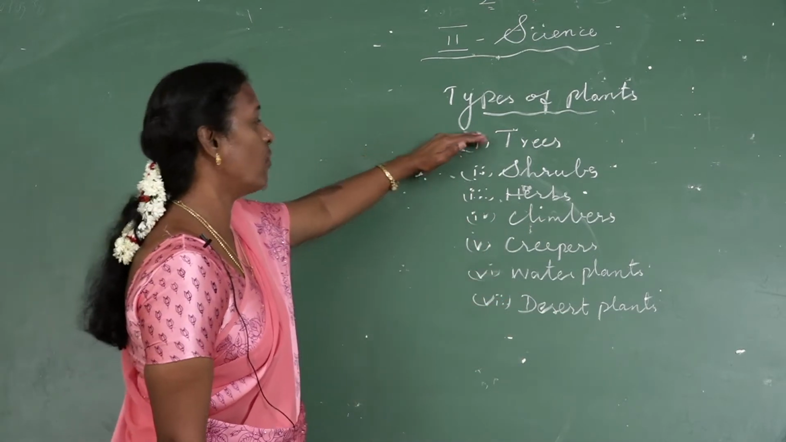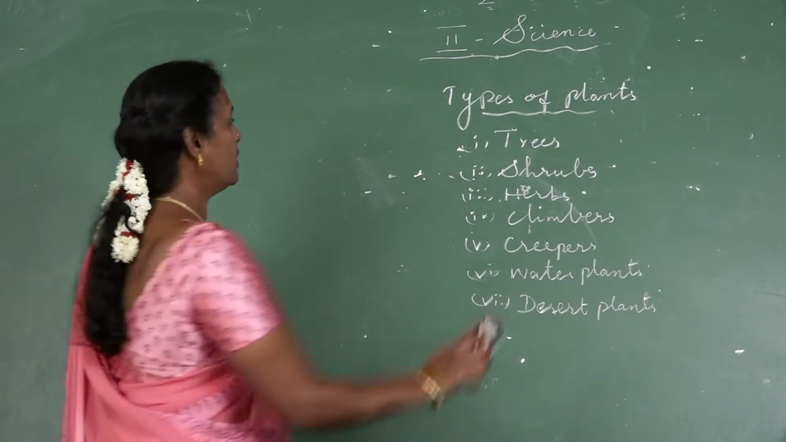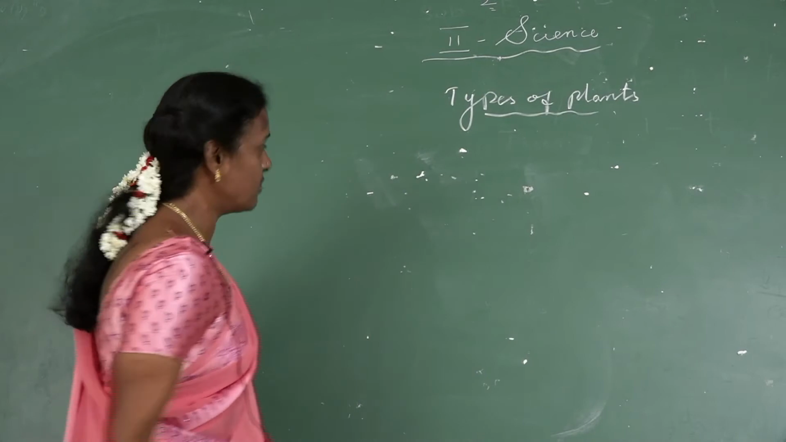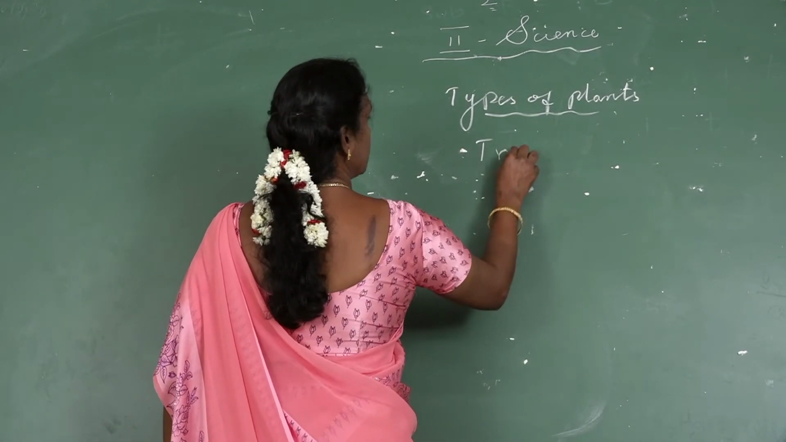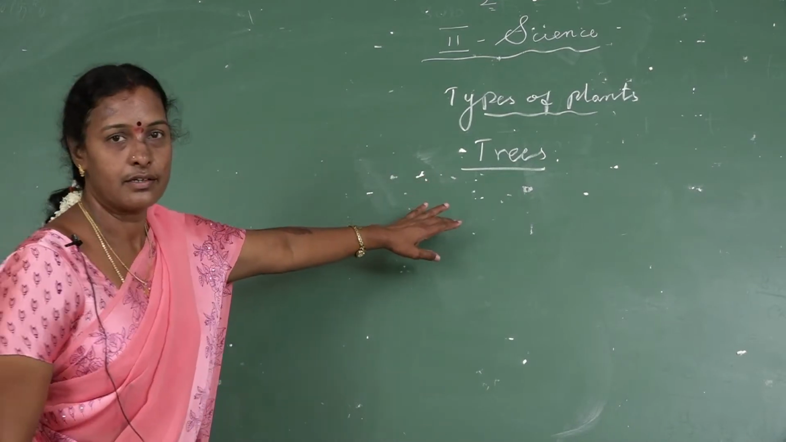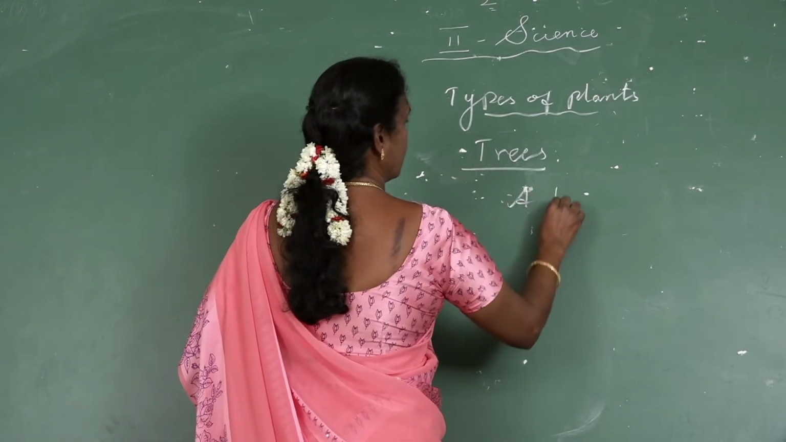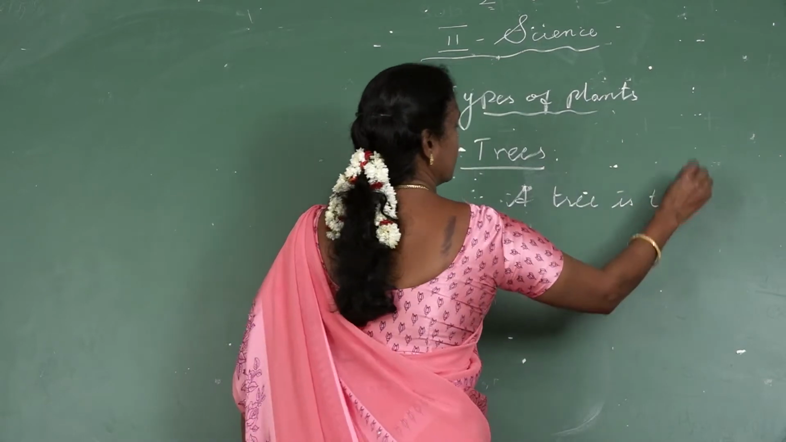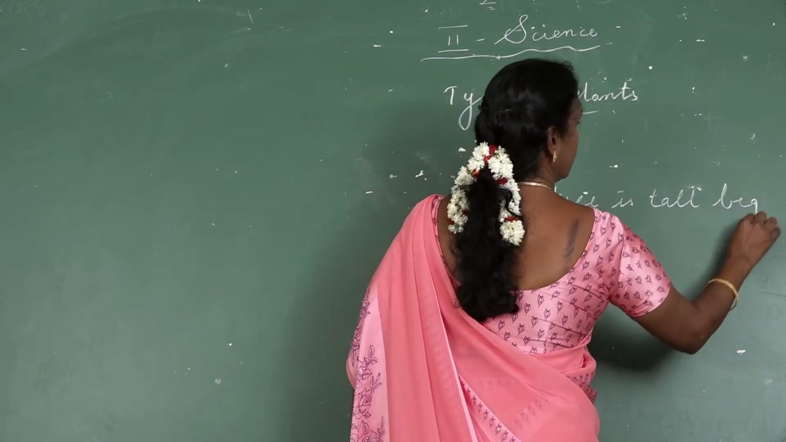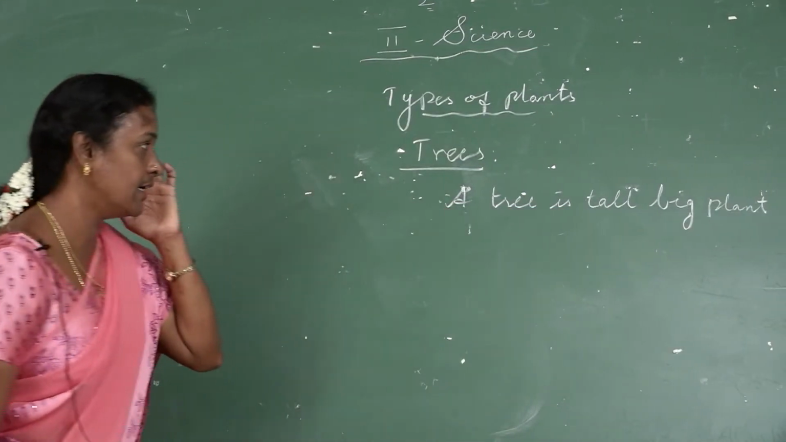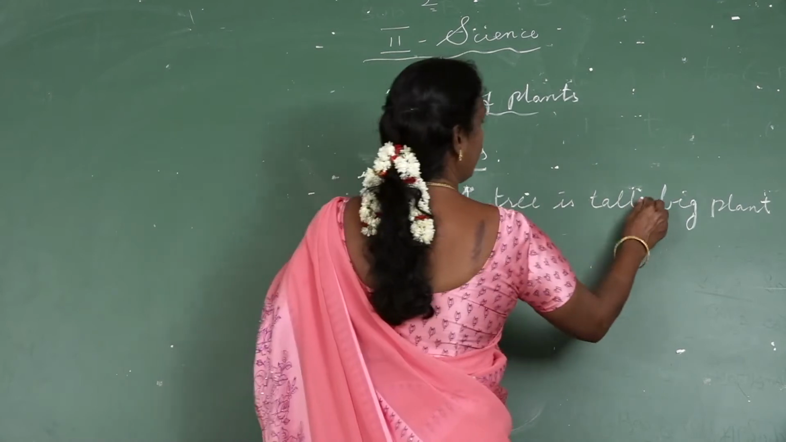I will explain one by one. First we will see about trees. Listen. What is a tree? A tree is a tall and big plant.